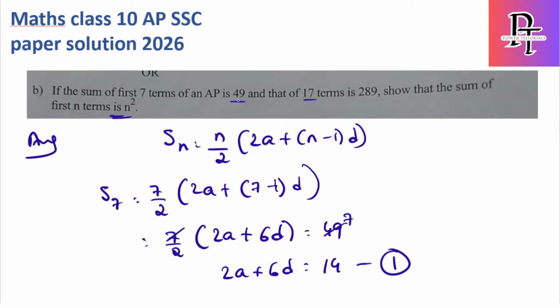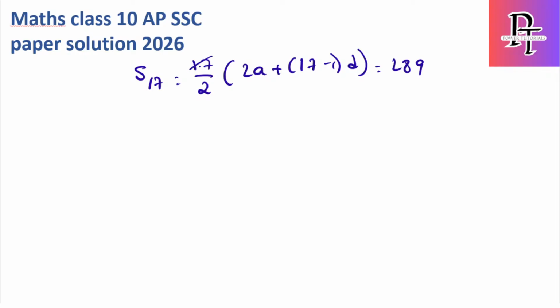Same way, let's do it for the second condition, 17 terms. S17 is equal to n by 2 into, and this n is nothing but 17, so 17 by 2 into (2a plus (17 minus 1) into d) is equal to 289. So 17 ones are 17, so 2a plus 16d is equal to 17 twos, 34.